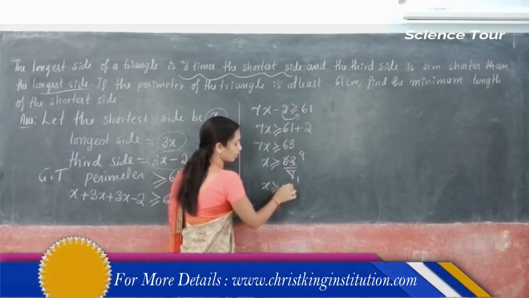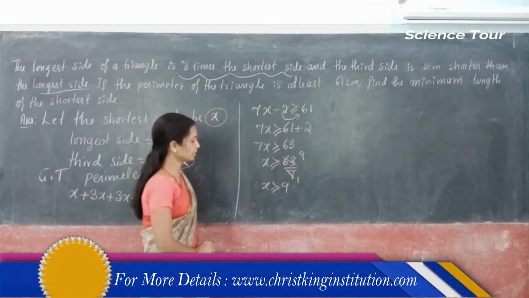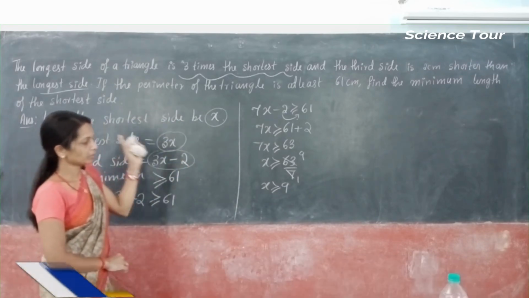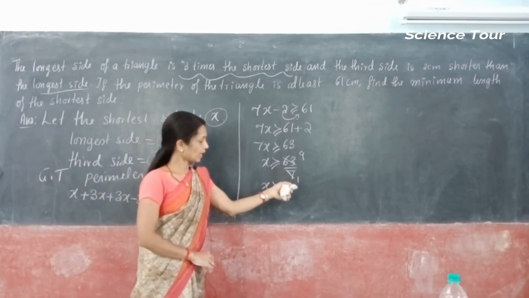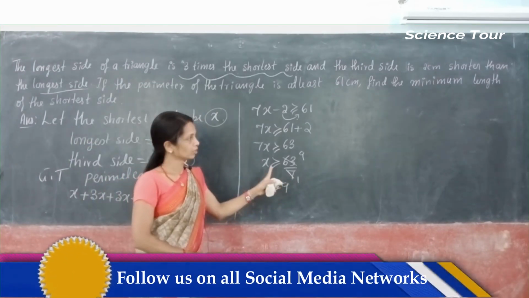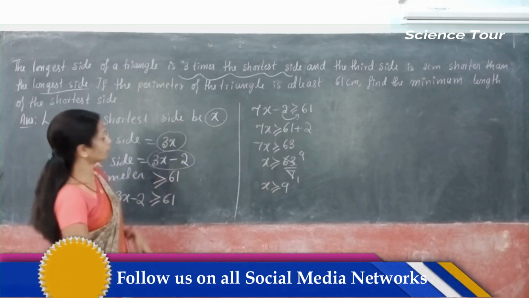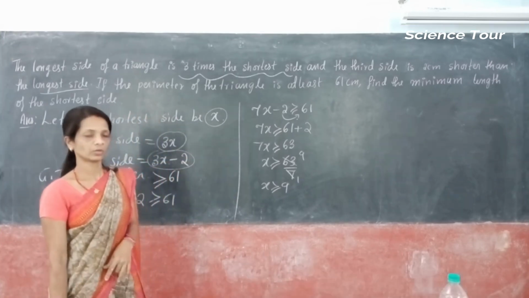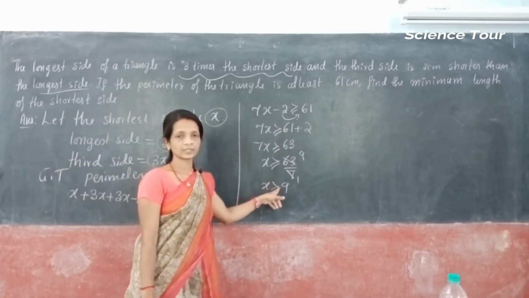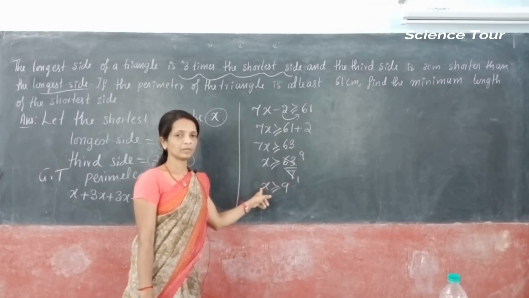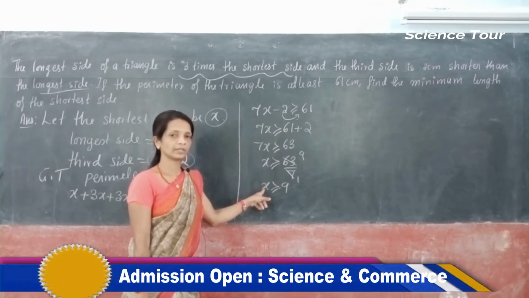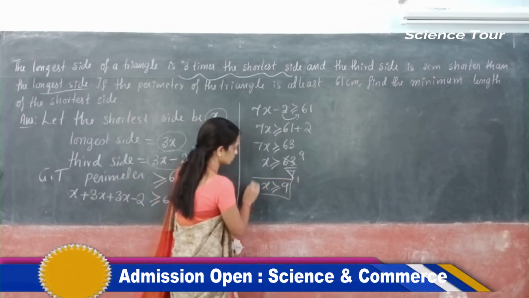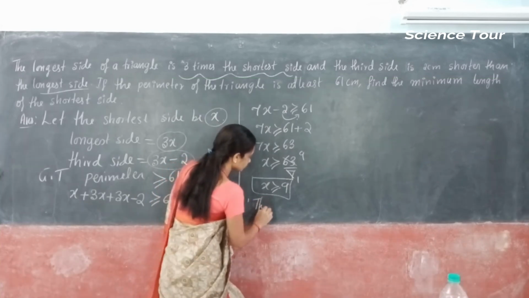So x is greater than or equal to 9. What does that mean? We took x as the shortest side. So what is the minimum length? The shortest side should be either equal to 9 or more than 9. We are asked to find the minimum length of the shortest side. Since the shortest side is greater than or equal to 9, the minimum length of x, the shortest side, is 9 centimeter.